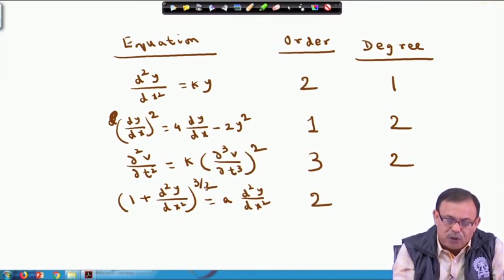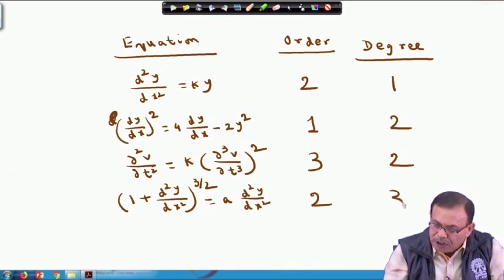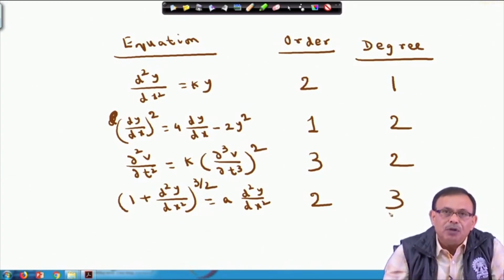The degree is 3, because if I wish, I can multiply both sides by a whole square. So that the 3/2 power will be cancelled, on the right hand side there will be a whole square, and on the left hand side there will be a cube if I make a whole square on both sides. Therefore, the degree of this equation will be 3. So, this way we find out the order and degree of a differential equation.